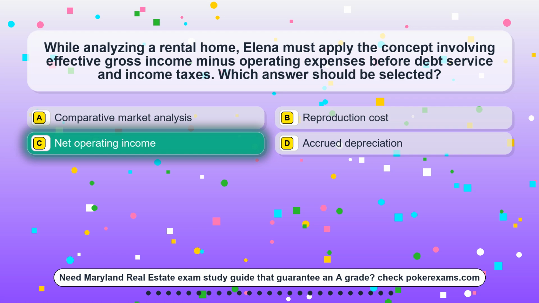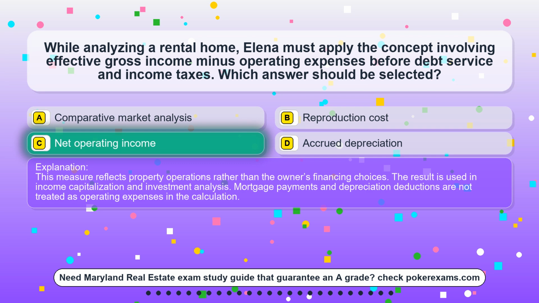The correct answer is option C, net operating income. This measure reflects property operations rather than the owner's financing choices. The result is used in income capitalization and investment analysis. Mortgage payments and depreciation deductions are not treated as operating expenses in the calculation.